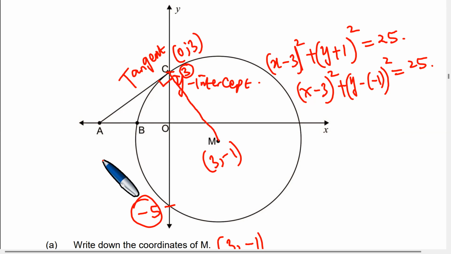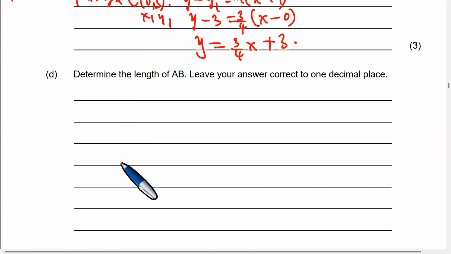Right, we have that. Next question, what is the answer? What do you think? Okay, look, you'd have this one.